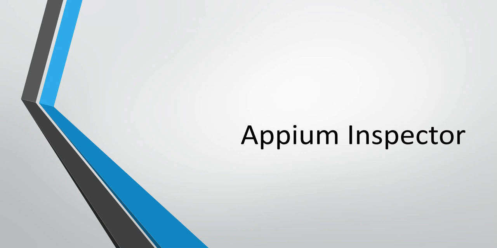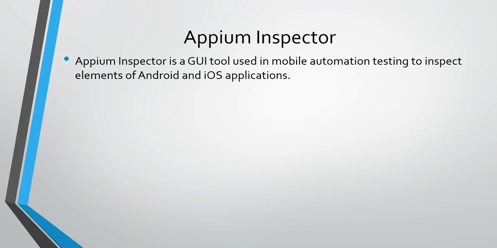So Appium Inspector simply works in the same manner as the way we use dev tools to locate our web elements. Clear? So what is Appium Inspector technically? Appium Inspector is a graphical user interface tool which is used in mobile automation testing to inspect elements of the Android as well as iOS platform.